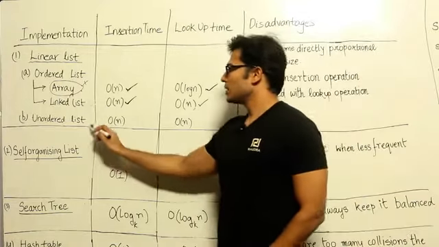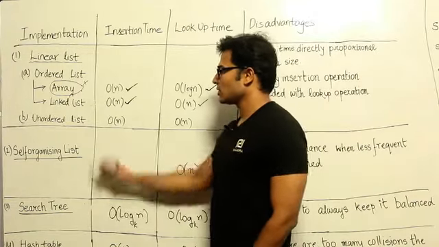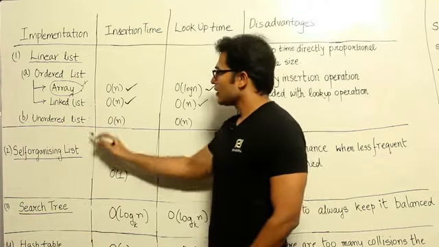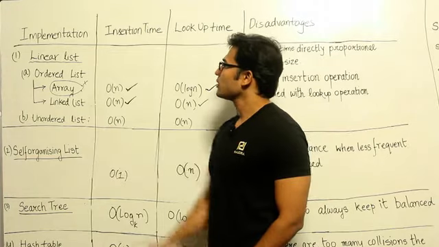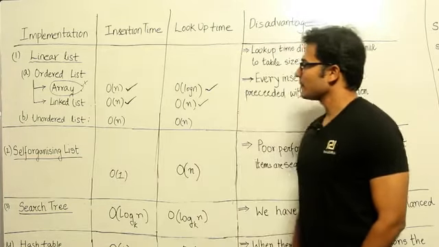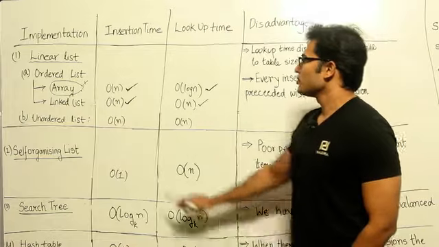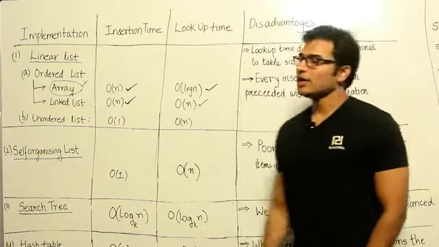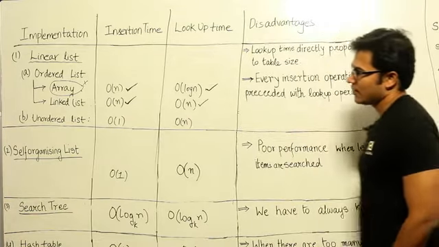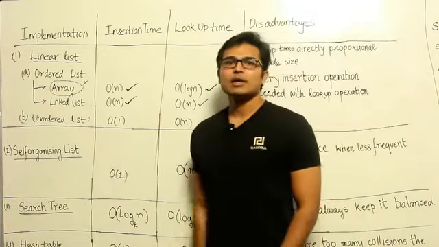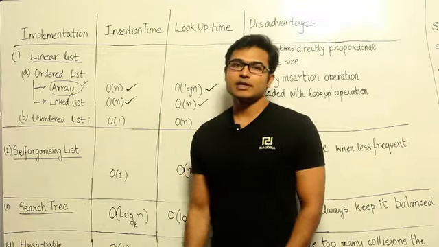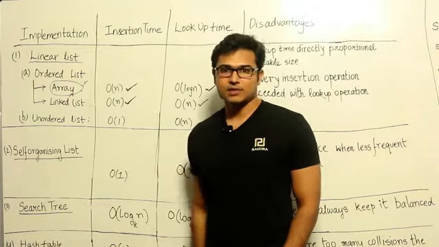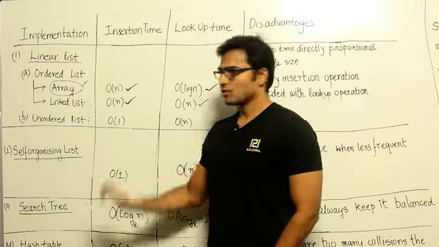And coming to the unordered list, again in the unordered list also you have two variations. One is array and the other one is linked list. In both cases, if you are going to insert an element, it is going to be order of 1 time, right? Why? If you are inserting into an unsorted list, in case of an array you can directly insert it at the end, and in case of a linked list you can insert it at the beginning, isn't it? Therefore the time taken is order of 1.